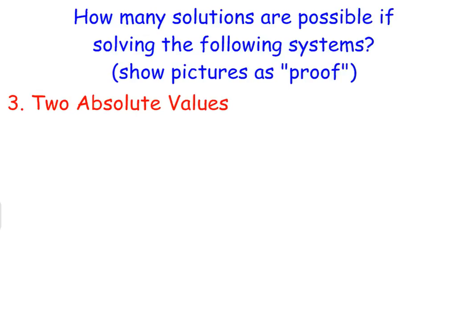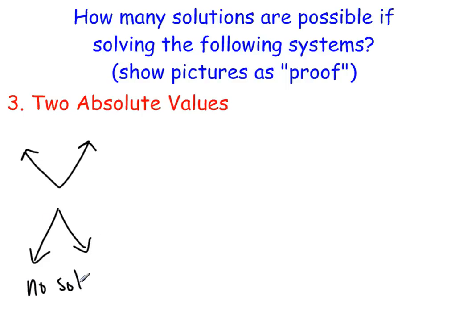What about two absolute values? Well, I could have an absolute value like this, and let's say an absolute value like this, or where some of the sides are parallel, where I get no solution. Okay, I could have it where, let's do this, an absolute value like this. Okay, and I could do something like this. I could get solutions.